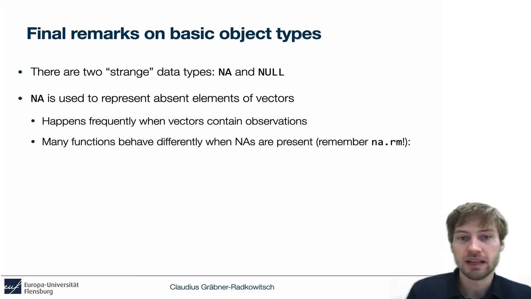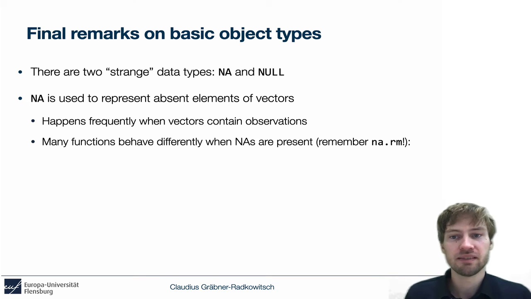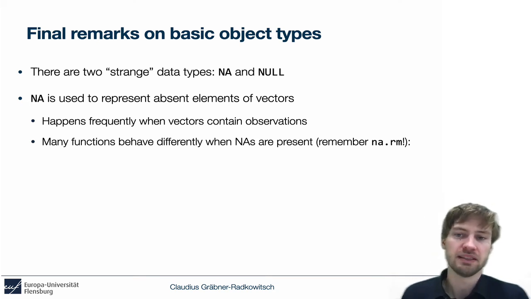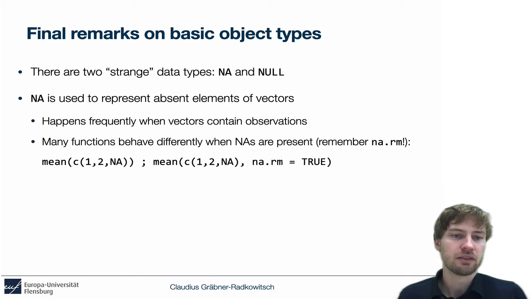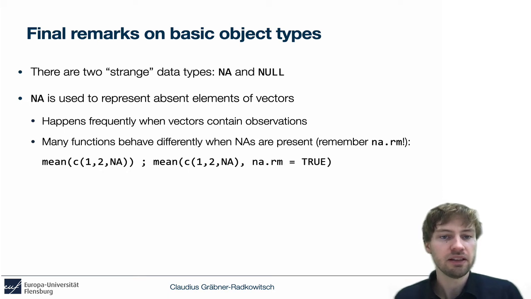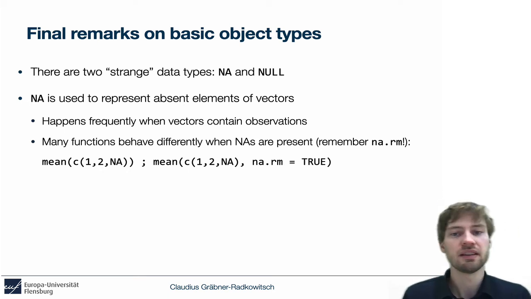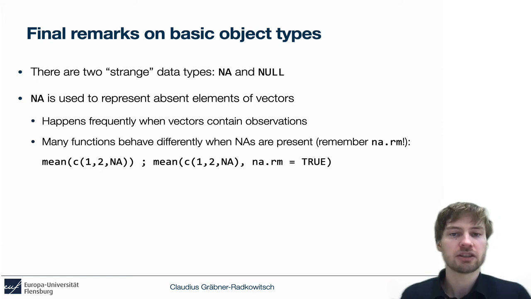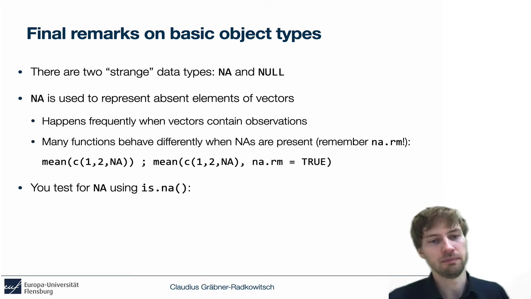Many functions behave differently when NAs are present, and we actually already figured this out in the context of the optional argument na.rm. If we apply the function mean to a vector that contains a missing value, we always get a missing value as a result. However, if we use the optional argument na.rm, R first filters out missing values and then computes the mean.